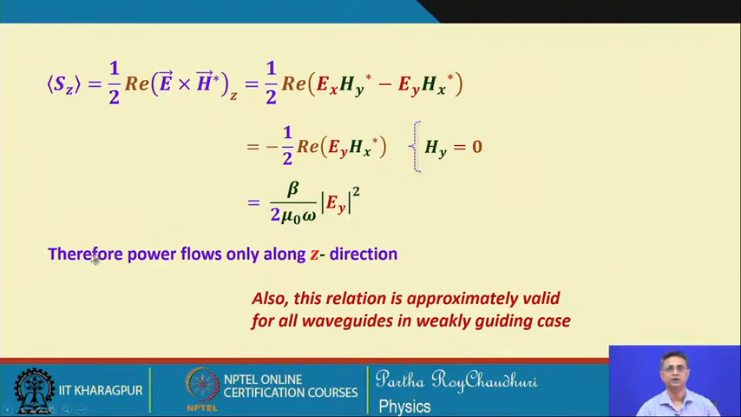This also tells you that along the direction of propagation, that is along z direction, power only flows through the waveguide. And as a matter of fact, if we do this calculation, we will see that this relation is approximately valid for all waveguides under the weakly guiding approximation.